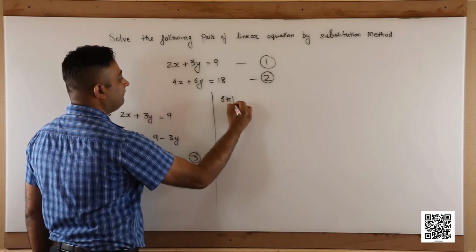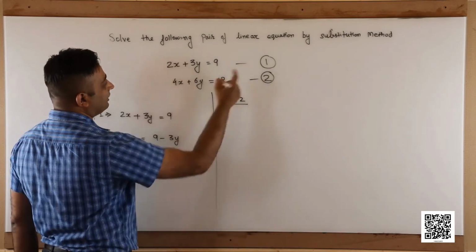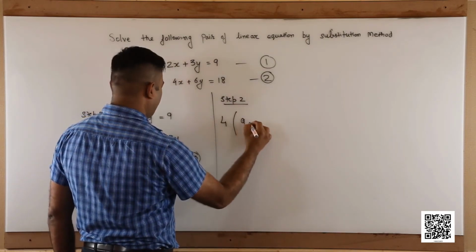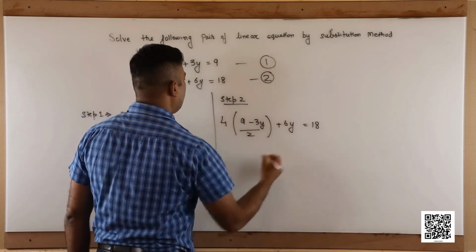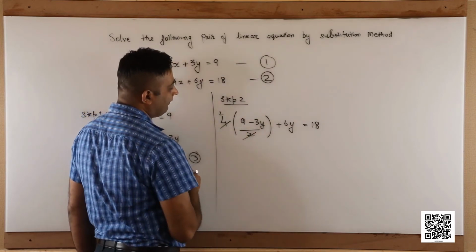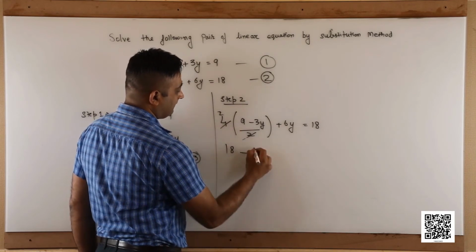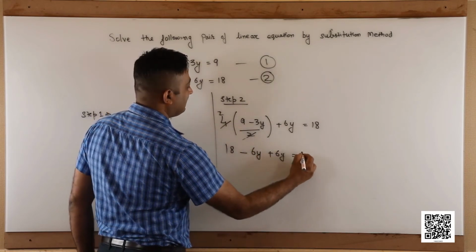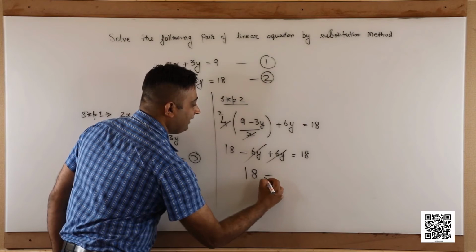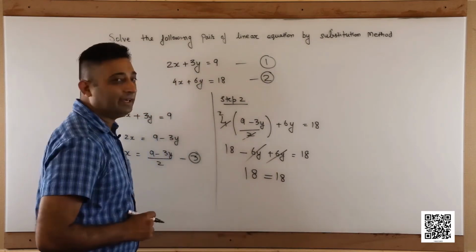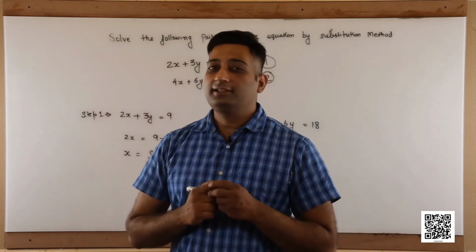In step 2, we will substitute the value of x found in step 1 in equation number 2, that is 4 into (9 minus 3y) divided by 2 plus 6y is equal to 18. So we divide, 4 divided by 2 is 2, that means 18 minus 6y plus 6y is equal to 18. So in this equation you can see that the variable which we were trying to find eliminated itself. That's why I told you in the beginning that this is a very interesting problem.